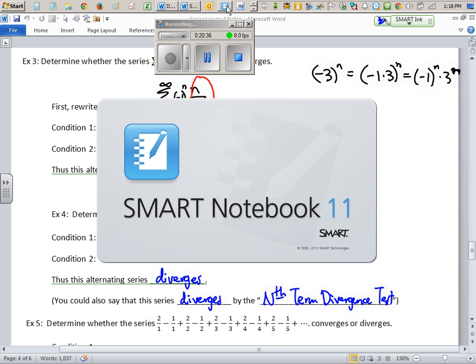Give it a second. And we'll go back to example 1, actually. This software is a little slow. I just need a place to scribble here.